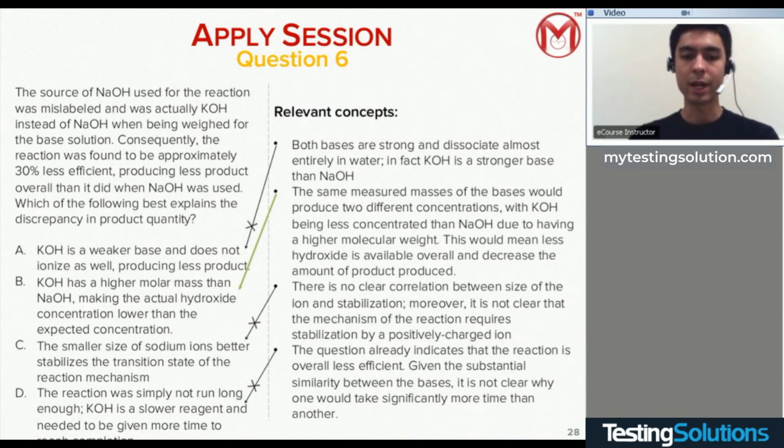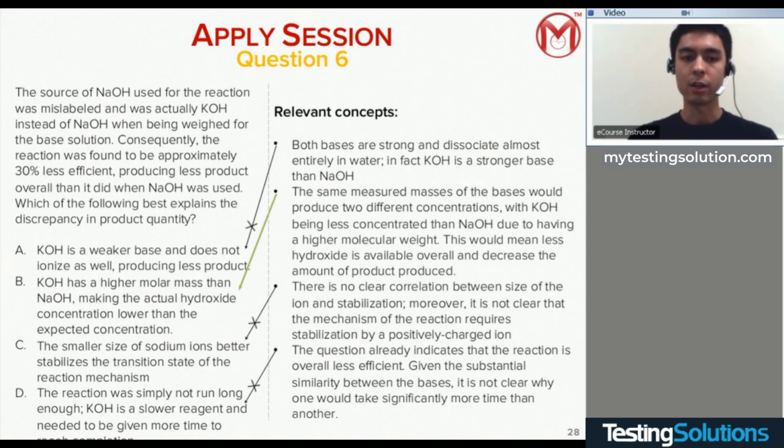For D, the reaction was simply not run long enough. KOH is a slower reagent and needed to be given more time to reach completion. Okay? The thing is, the question already states that the reaction is less efficient, right? So given the substantial similarity, given that these are very similar bases, it's not clear why one would take much longer than the other. So again, it's beyond the scope of the passage and the question.